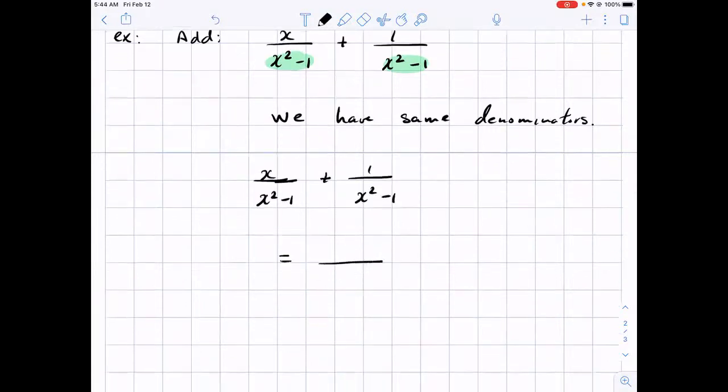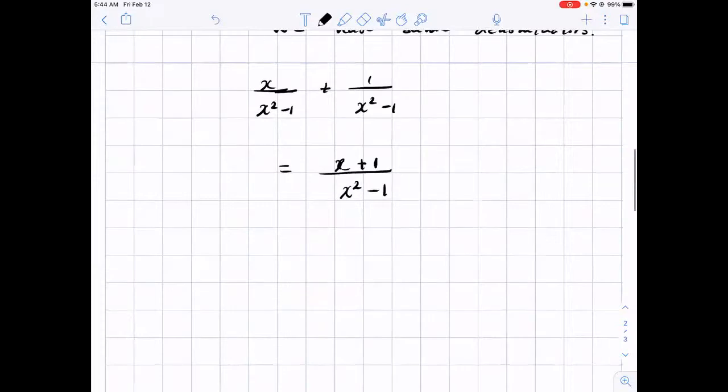So we'll keep the denominator, which will be x squared minus 1. And then the numerators, we add: 1 plus x. Now we can't add 1 and x, so that stays the same. So we have x plus 1 over x squared minus 1, but we want to check for simplification.